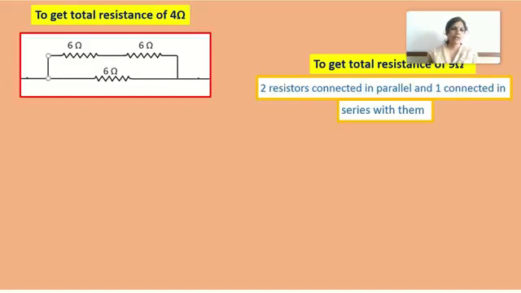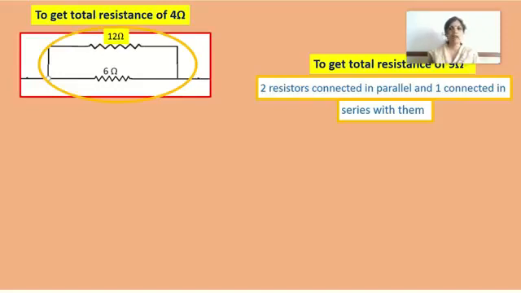Let's check out. So we have connected 2 resistors in series. Now when you connect the resistors in series, its equivalent resistance will be addition of both the resistors. So 6 ohm and 6 ohm, when you connect in series, its total resistance or equivalent resistance will be 12 ohm. Now what combination we have? Now we have a 12 ohm and 6 ohm resistor connected in parallel. What is its equivalent resistance?